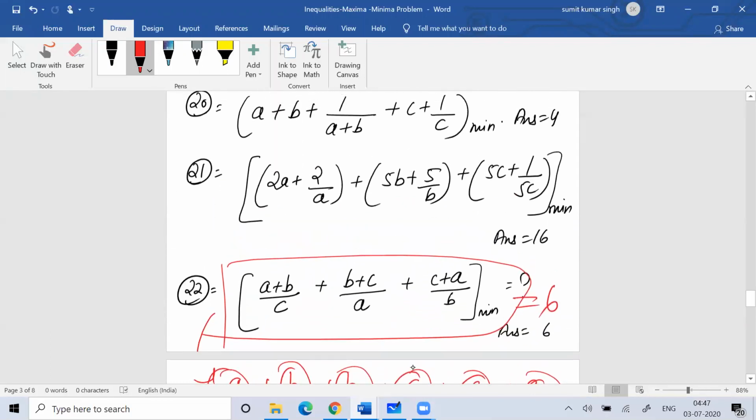Similarly, you can see this question. Here you can take 2 common, so you are left with a plus 1 by a.